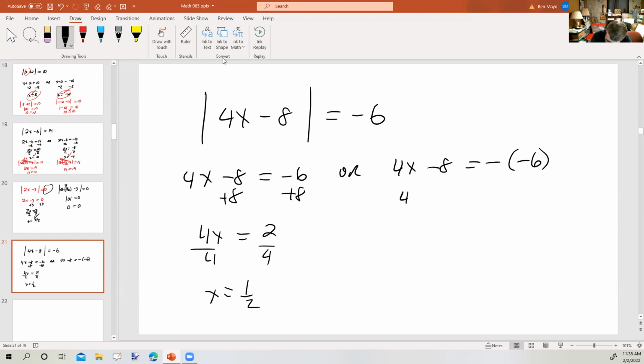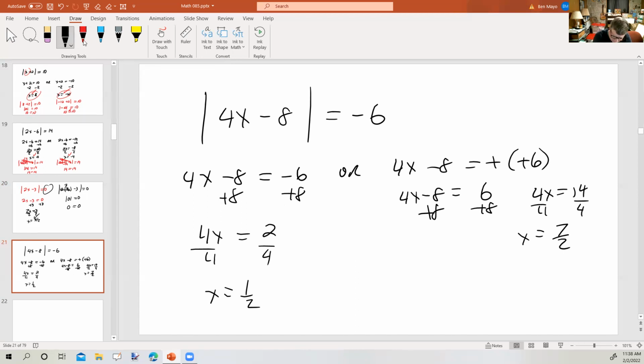On the right side, we'd get 4x minus 8 equals, the opposite of a negative is a positive, so that becomes a 6. Add 8 to both sides. 4x equals 14. Divide by 4, x equals 7/2. So we've got x equals 7/2, x equals 1/2.